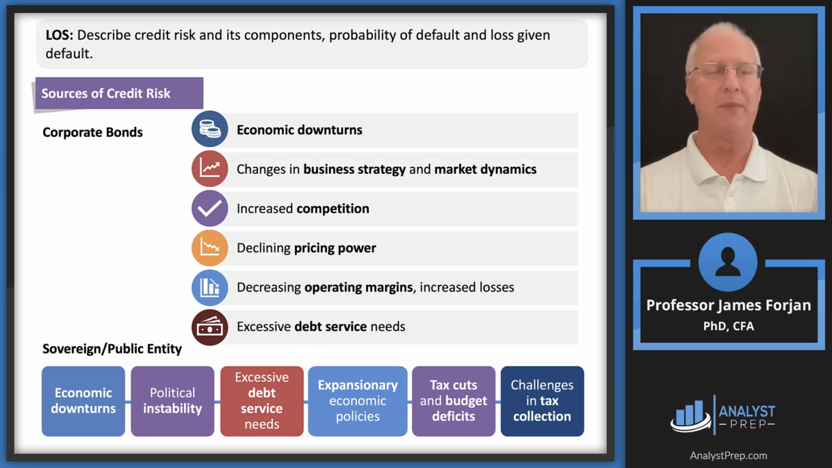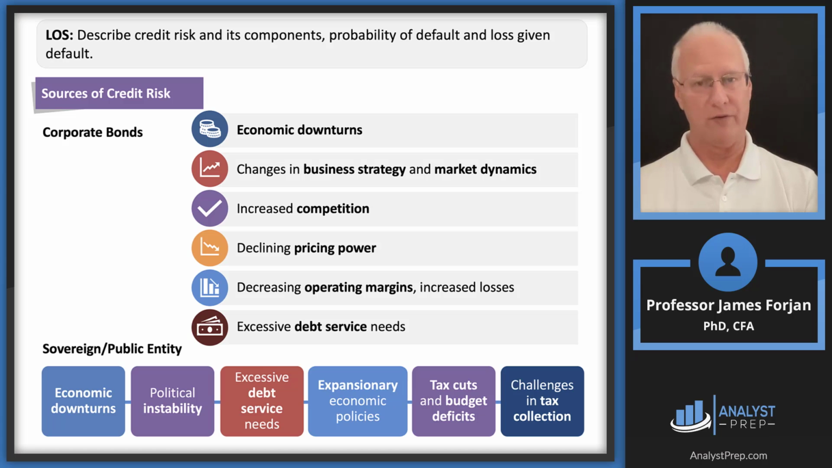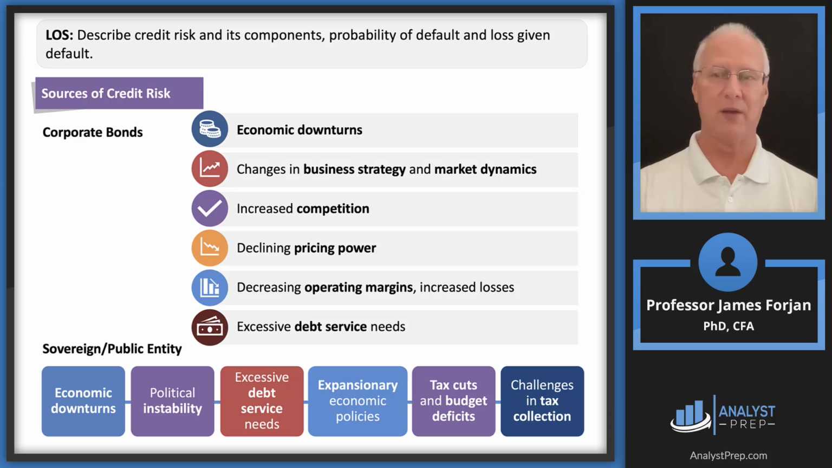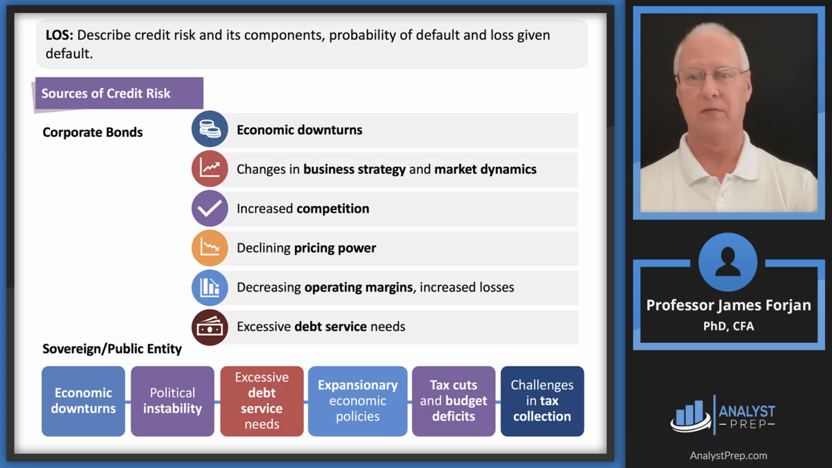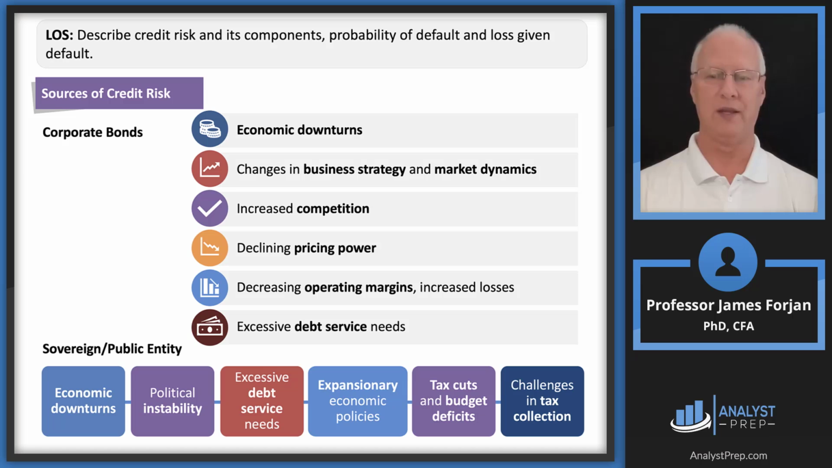Competition, declining pricing power. Look, we'll have this conversation in our capital budgeting learning module that the goal of the business, we know, is to maximize shareholder wealth. How do firms do that? By developing product lines that have a brand name. So brand name product lines like Johnson & Johnson baby shampoo have pricing power, right? You can charge a little bit more, but when there's intense competition, then that pricing power, that brand name, that intangible asset might decline. And then, of course, in association with market dynamics and economic downturns, there might be decreases in operating margins and increased losses.